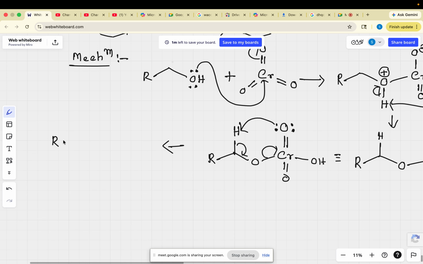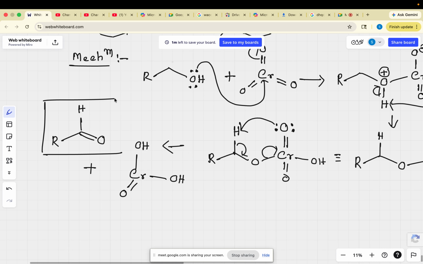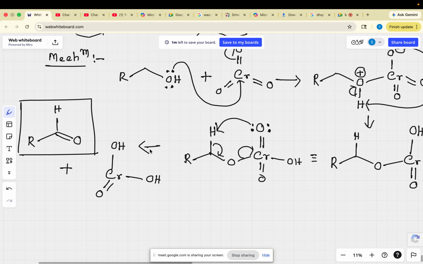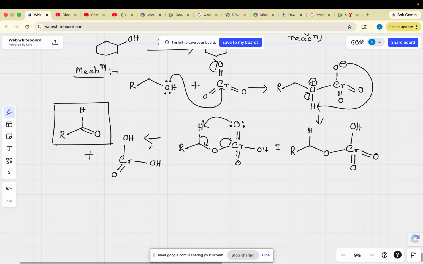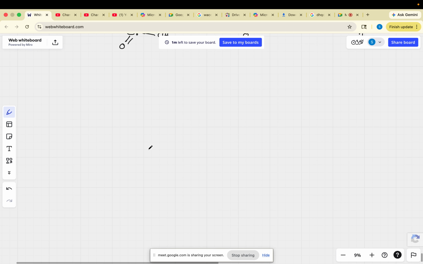So you will get a thing like this, with double bond O. Plus, what is the byproduct? Chromium: this double bond O abstracts the proton, so it becomes OH, OH, double bond O. Clear? What are you getting here? Aldehyde. So if you have primary alcohol, your product is aldehyde. Mechanism is clear? Yes. Kaveri, clear? Yes, sir.